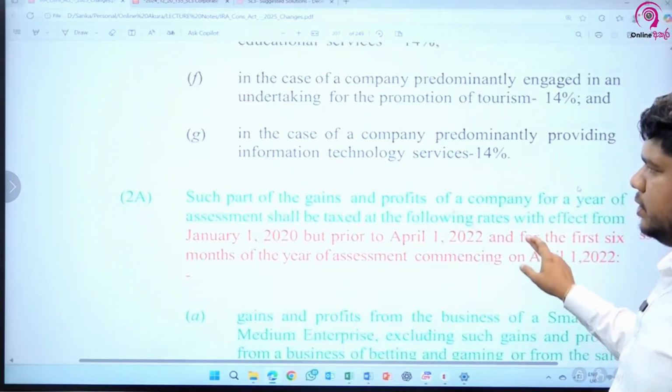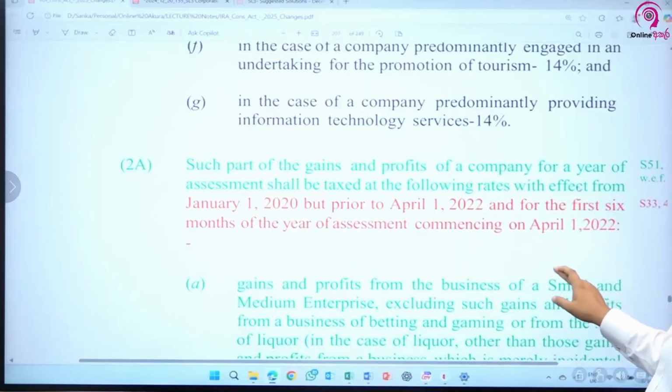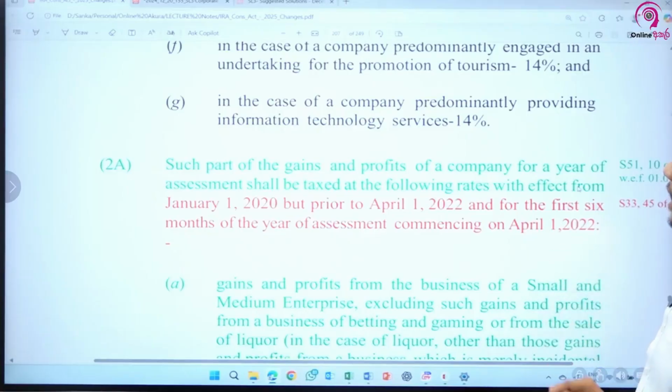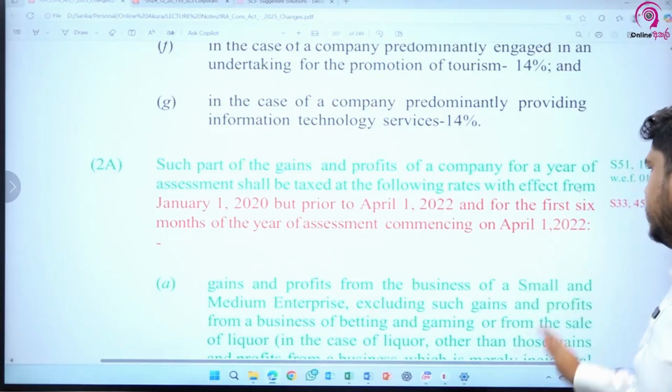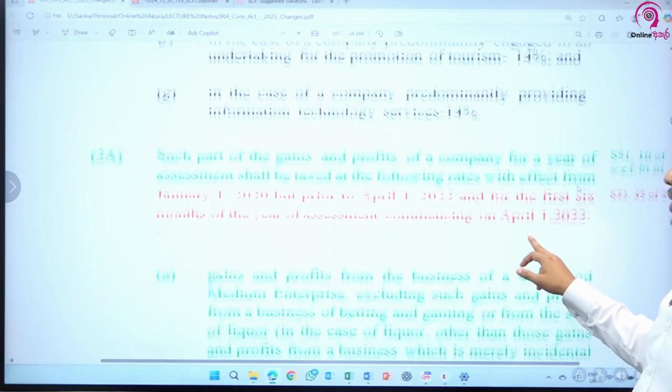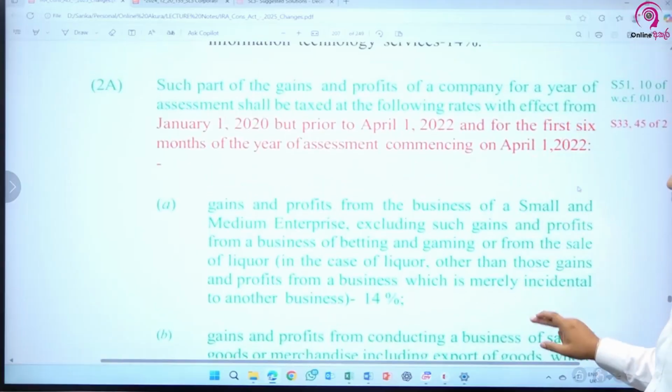2 is not relevant. 2A: such part of gains and profit of a company for a year of assessment shall be taxed at the following rates with effect from January 1st, but prior to April 2022, and for the first 6 months of the year of assessment commencing on April 2022. Right? Now it's not relevant. It is relevant before April, the first 6 months until September. Right? Now it has no relevance. See the dates. Right?